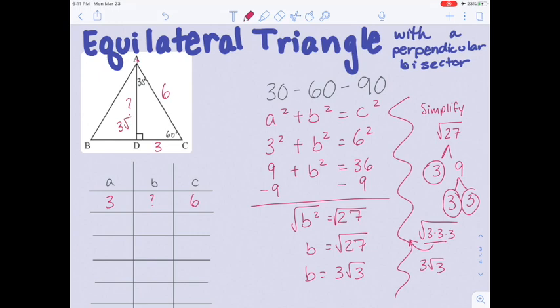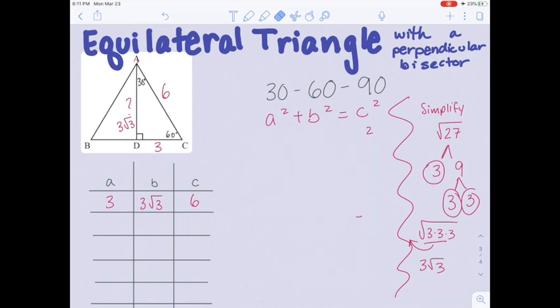That's our value here, 3 radical 3, and that's what I'm going to put down here in my table. If A was 3, B is 3 radical 3, and C is 6. All right, so now let's try that with some other numbers, with some other side length.